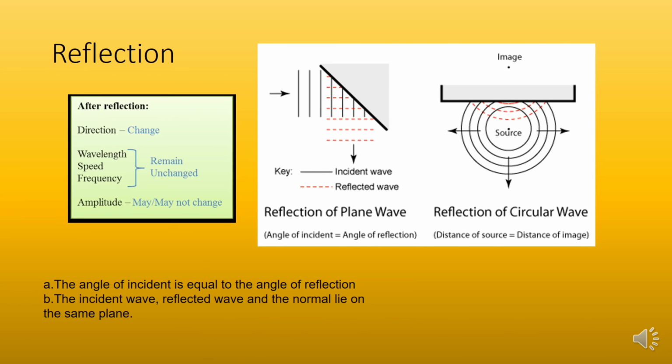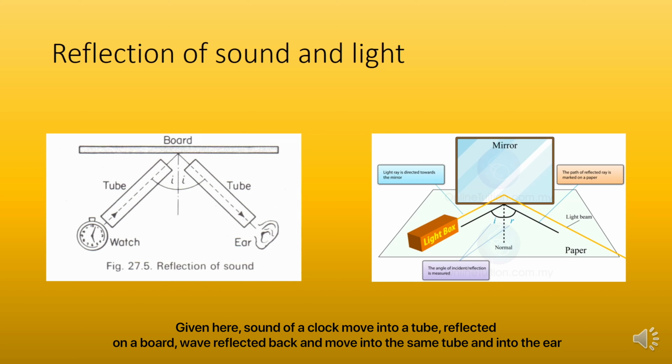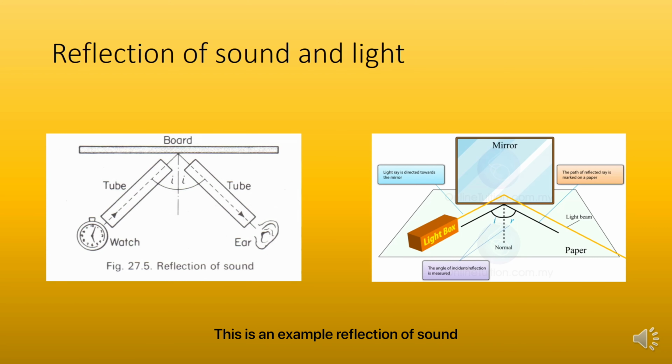Okay, now we'll look into reflection of sound and light. Here the sound of the clock moves into a tube, and then there's a board, it is reflected on the board, and then the wave is reflected back into the same tube to the ear. This is an example of reflection of sound. And in the middle, it's the angle of incidence.